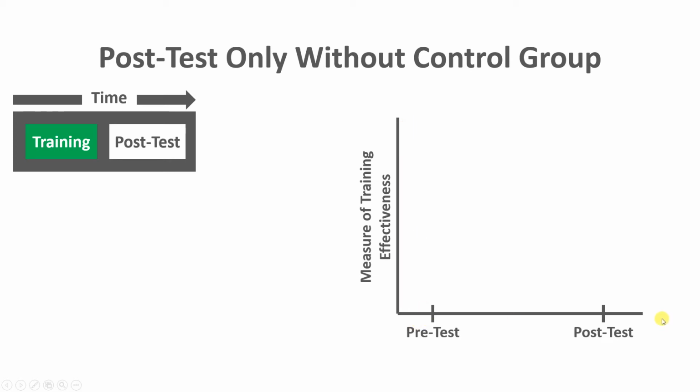Let's imagine a plot where on the x-axis we have when the test is given, in other words, when the measures of training effectiveness are given, pre-test, post-test. You can imagine the training is taking place sometime here, with time flowing from left to right. On the y-axis, we have measures of training effectiveness. If we have a post-test only without control group design, then we would just have the training group. Here the training group is represented by this green triangle, and there's only a post-test. There's only one group, everybody participates in this training group, and here is their level of performance on whatever measure of training effectiveness.